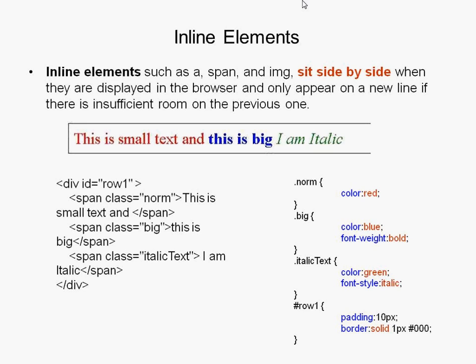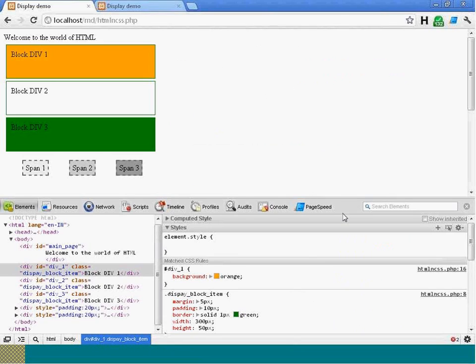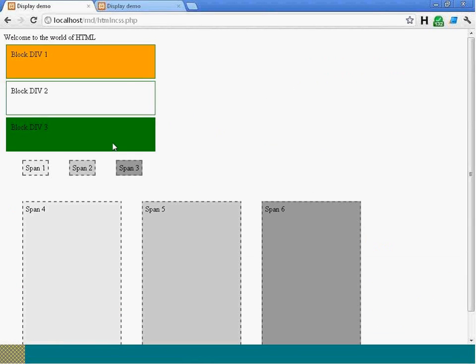Okay, I have a kind of working example of it, which I have just created to explain. So I have created 3 divs. I will show the code also. So the first 3 are block elements. Can you see that? Yeah.